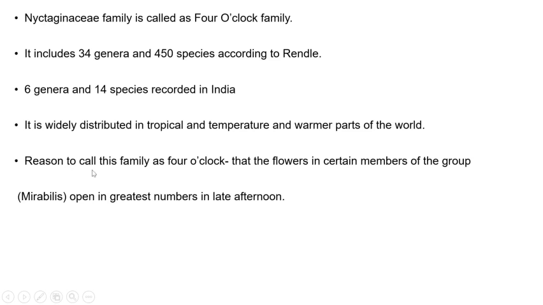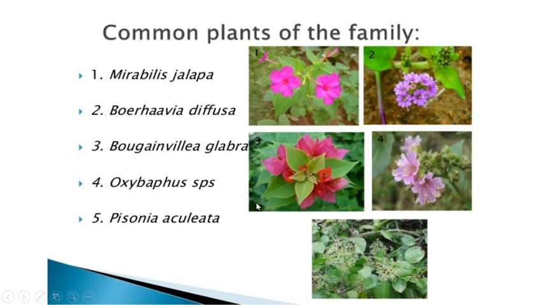The reason to call this family four o'clock is that the flowers in certain members of the group, for example Mirabilis, open in the late afternoon. That's why it is called the four o'clock family. Now there are the common examples or common plants of this family, and there are some diagrams 1, 2, 3, 4, 5. Now this diagram shows Mirabilis jalapa. Second one, Boerhavia diffusa. Third one, Bougainvillea. It is a very common ornamental plant in our Nasik city. Then Oxybaphus species, and last one, Pisonia.